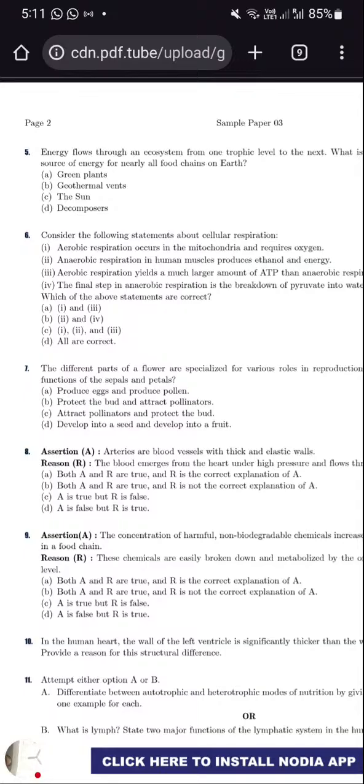Waiting for your response. And second one, consider the following statements about cellular respiration. First one is aerobic respiration occurs in mitochondria and requires oxygen. Anaerobic respiration in human muscles produces ethanol and energy. You need to choose out. A. For third one, you wrote C. Sun, correct. Now for the fifth answer, along with the option, write the question number also. It will be easy for me to see the option. I'll get confused, many options are there, no? So after that Sun one, when you write, write down the question number like 6 and then the option number. So it will be easy for me to correct.